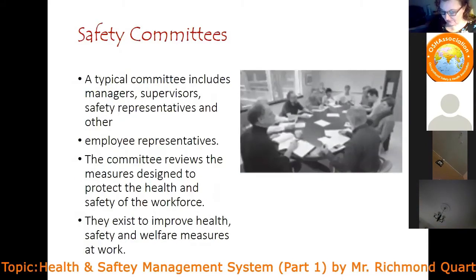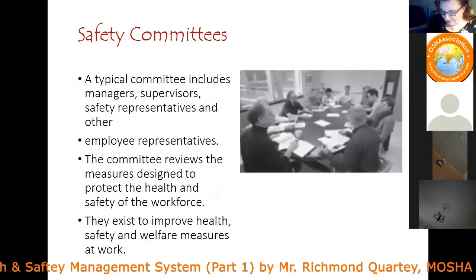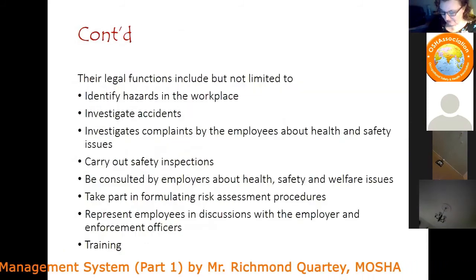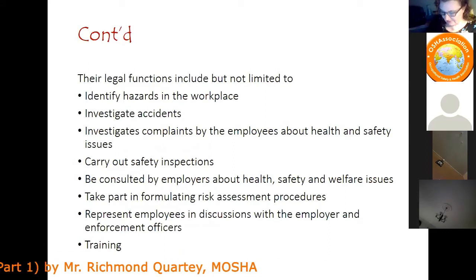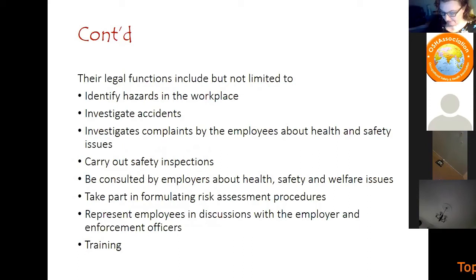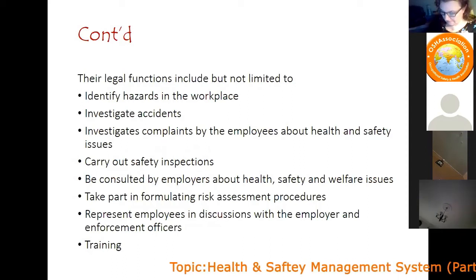Now, the safety committee is also very key, because a safety committee is all about picking employees from various units of the organization, from various workplaces, to form a committee. So at the end of the day, the committee has to review the rules and regulations, and the resources needed to drive the safety culture of that organization.